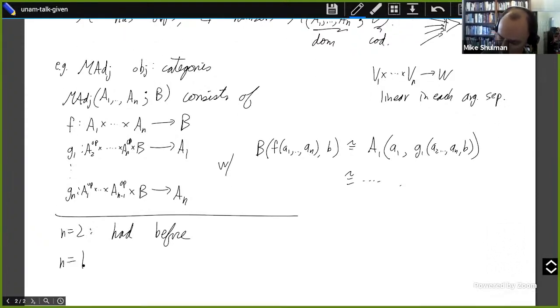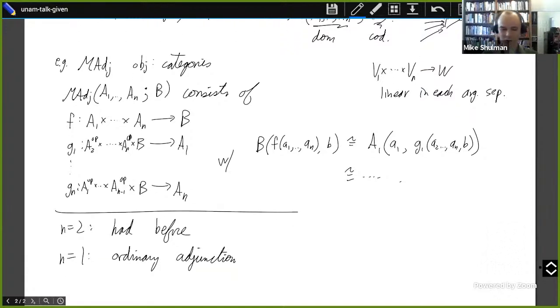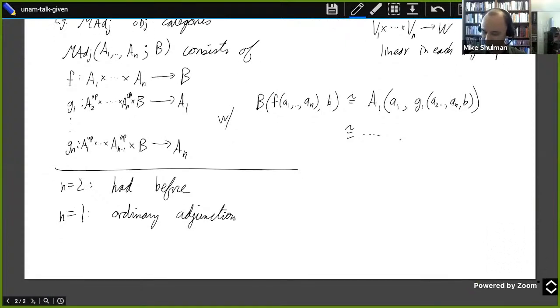when n equals 1, this is an ordinary adjunction. If you compile this out when n equals 1, we have 2 categories and we have 2 functors in either direction, and then there's only one possible isomorphism, and that gives us an ordinary adjunction.